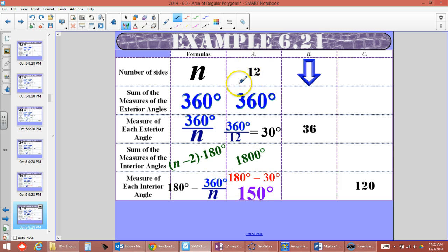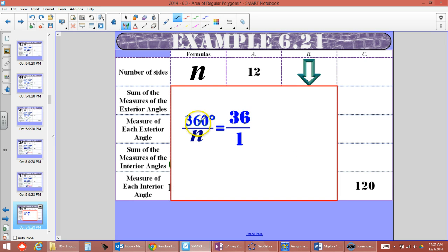So the idea is we need to find out what n is first, because all of these equations deal with n. If I give you the measure of the exterior angle, we're going to work backwards to find out how many sides there are. My apologies. So we take 360 over n. That's the equation that it should be. It equals 36 over 1. So we can do some cross multiplication here. We find that 360 is equal to 36n.